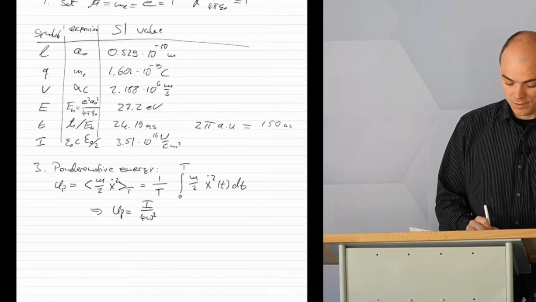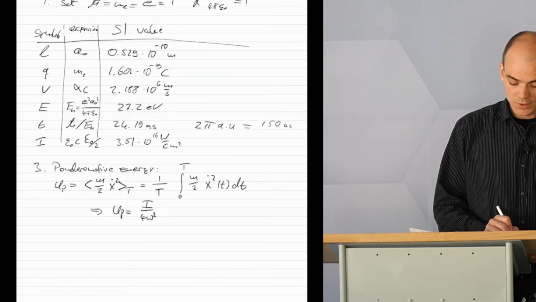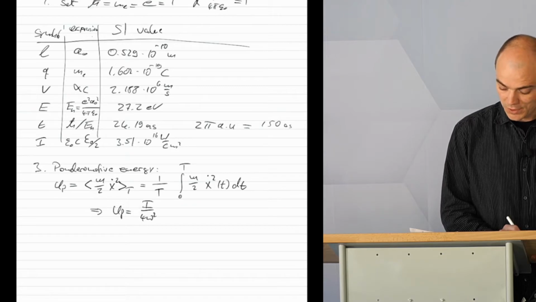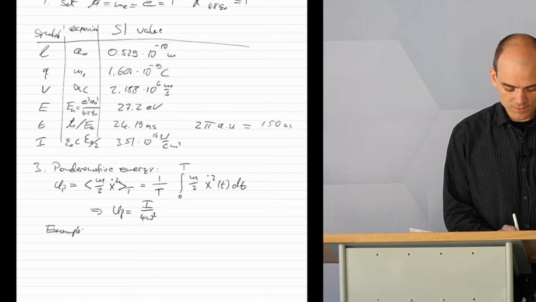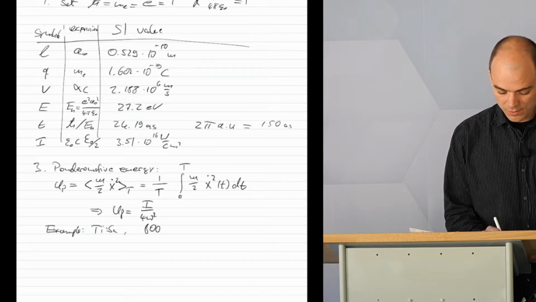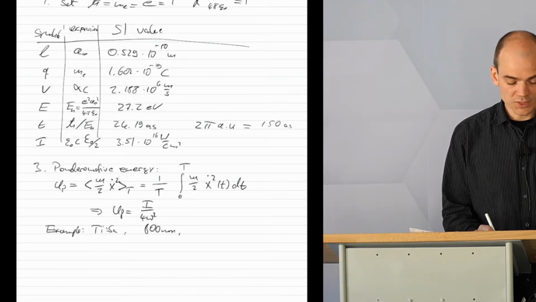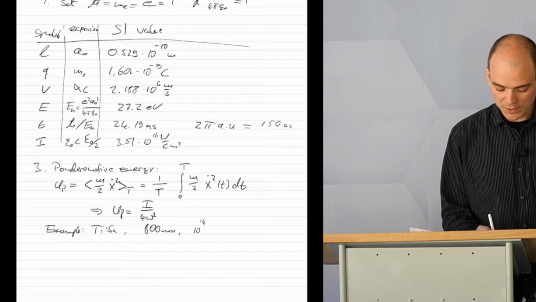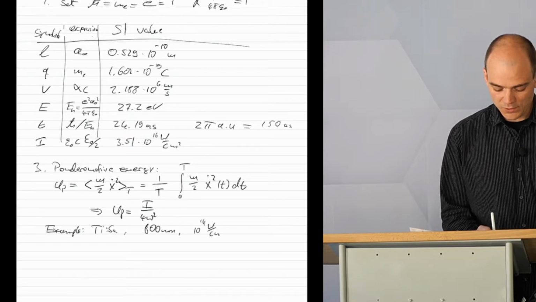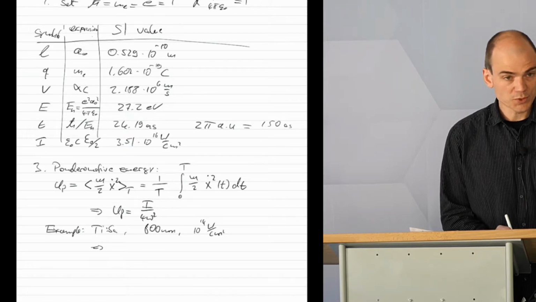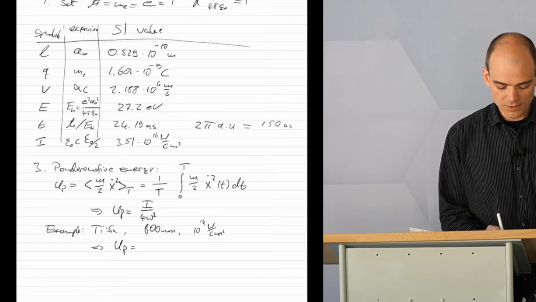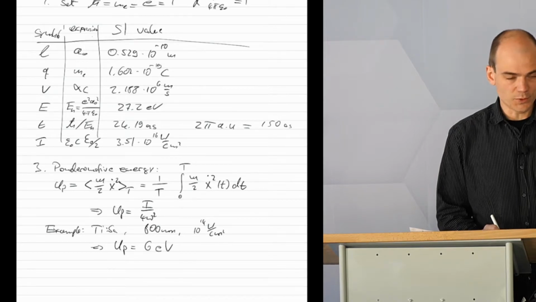So a typical example value is for a titanium sapphire laser, wavelength of 800 nanometers, and intensity of 10 to the 14 watts per square centimeter. That results in what value for the ponderomotive potential? So this is almost exactly 6 electron volts.